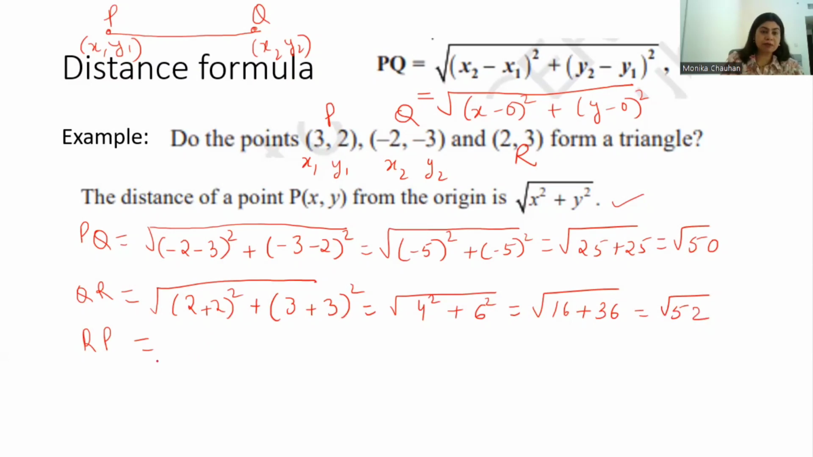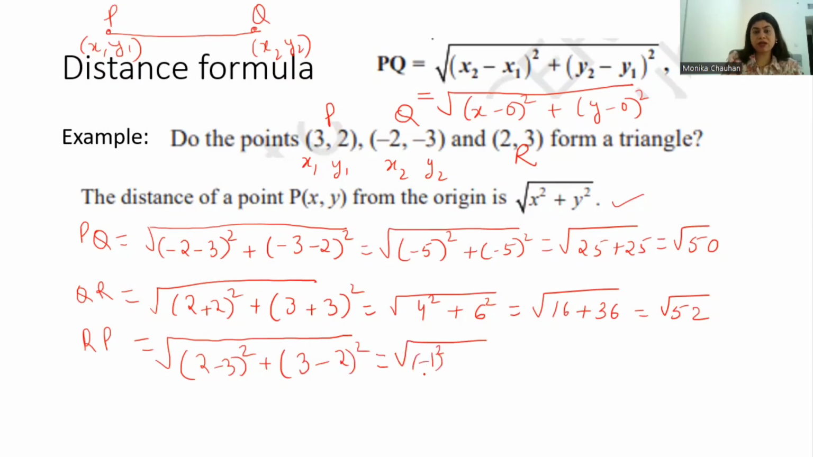Now the square root of RP. Now R and P are (2, 3) and (3, 2). Okay, x2 minus x1 is 2 minus 3, and then y2 minus y1 is 3 minus 2. What does it become? It becomes minus 1 whole squared plus 3 minus 2, which is 1 squared. The square root of minus 1 whole squared becomes 1, and this becomes 1. So it becomes square root of 2.